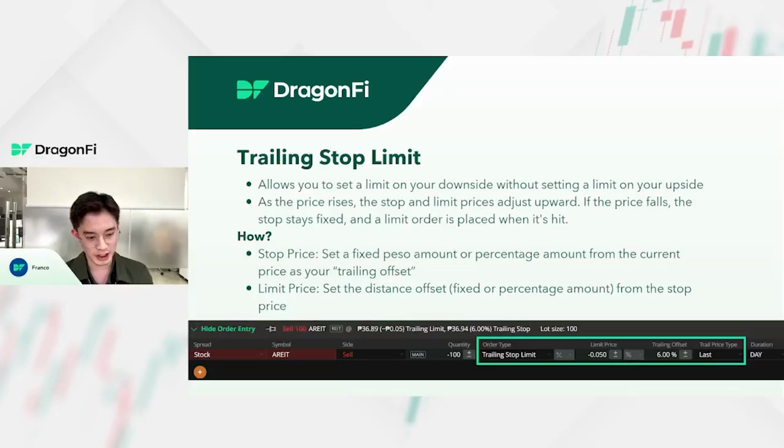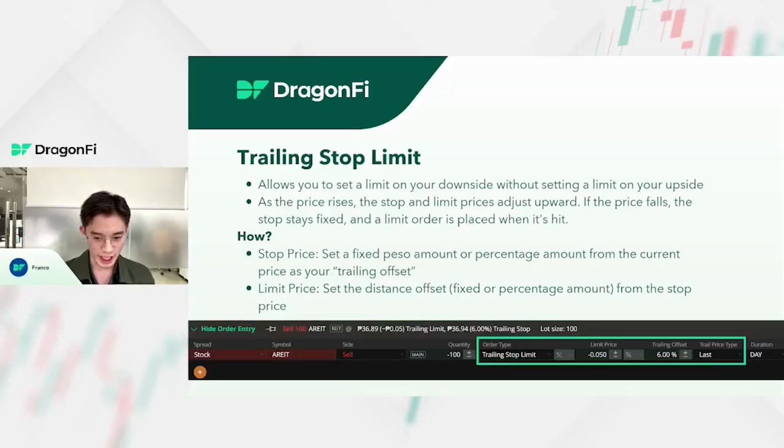So a trailing stop limit allows you to set a limit on your downside without setting a limit on your upside. There are two things you need to be aware of, right? So the stop price is what we call the trailing offset, and then the limit price is still the same, except that it depends on your trailing offset. So a sell trailing stop limit moves with the market price and continually recalculates the stop price or trigger price at a fixed amount below the market price based on the defined trailing amount.